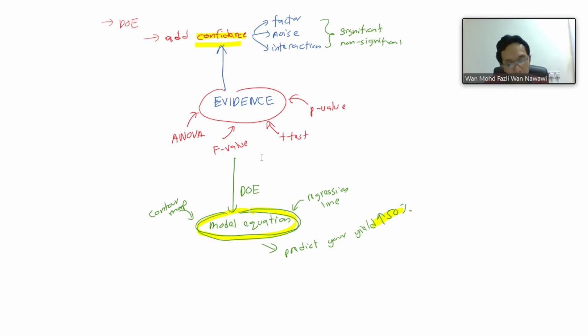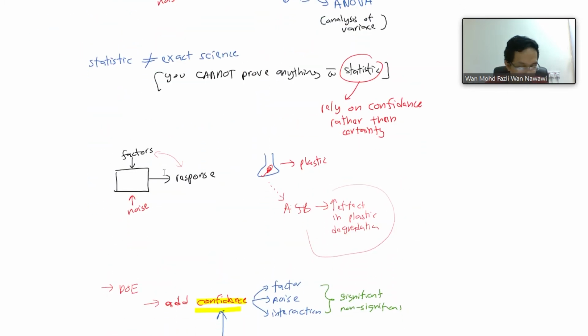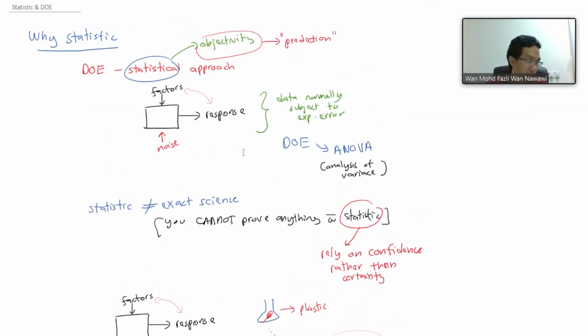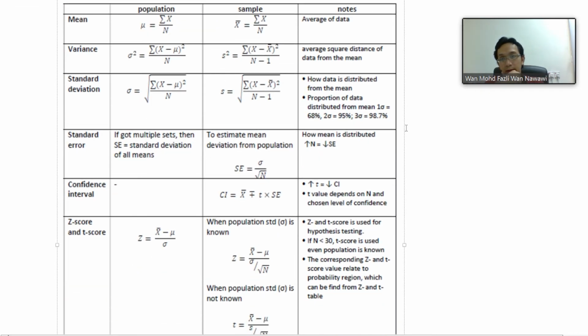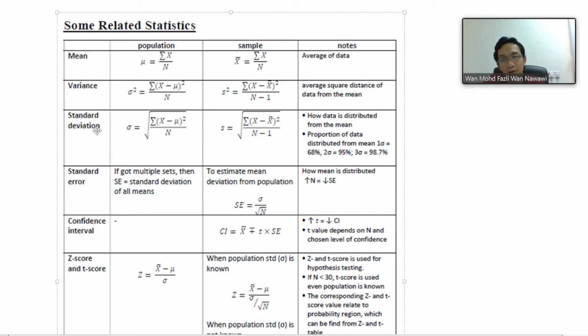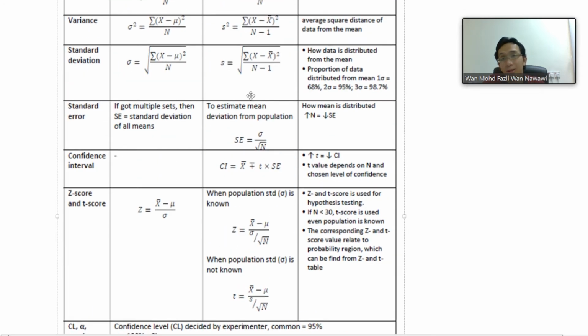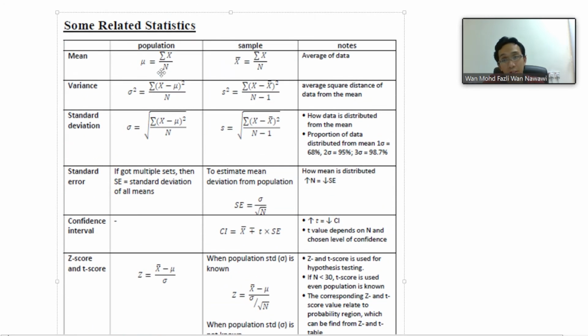So that is why you need the statistic. So now let's discuss the statistic in general, just the idea of statistics. I provided in the chat some statistics related to DOE. As statistic, you need to know something about mean, variance, standard deviation, standard error, confidence interval, z-score, whatever. So I will not touch everything, but this is basically how you calculate the statistic.